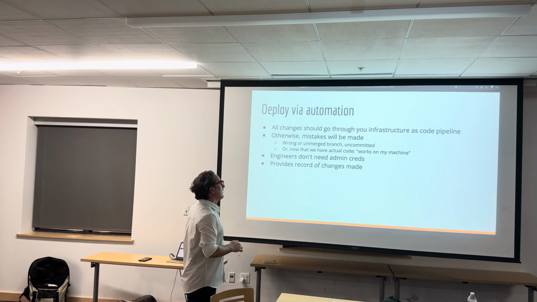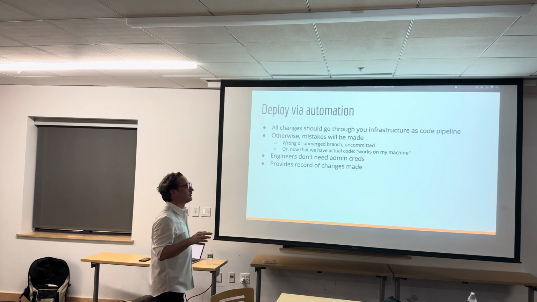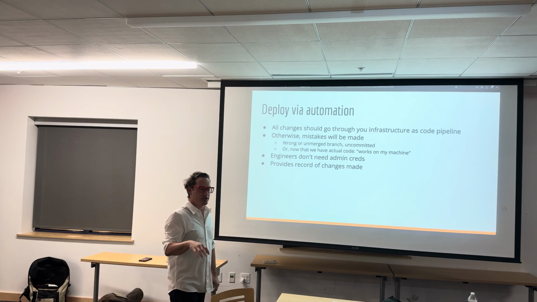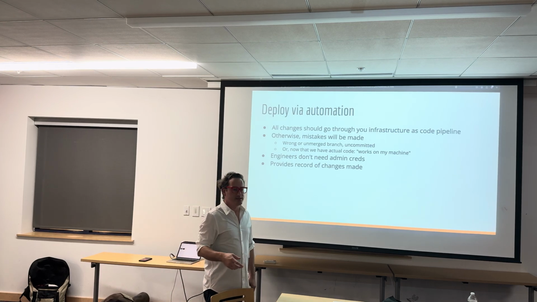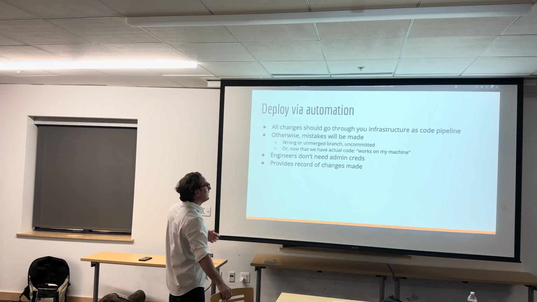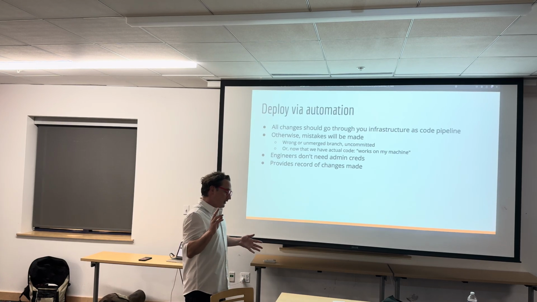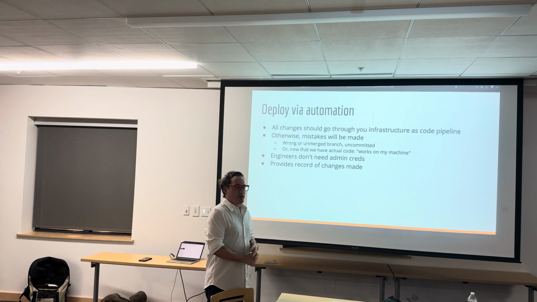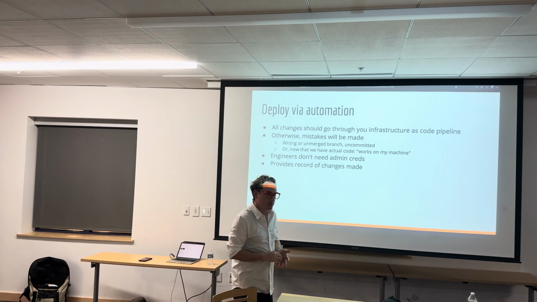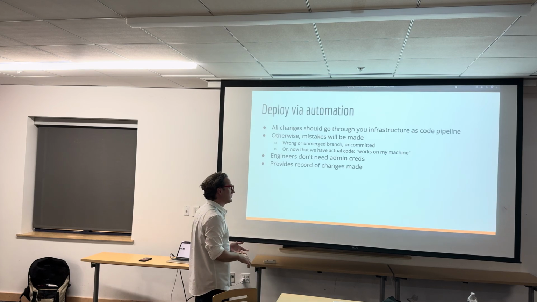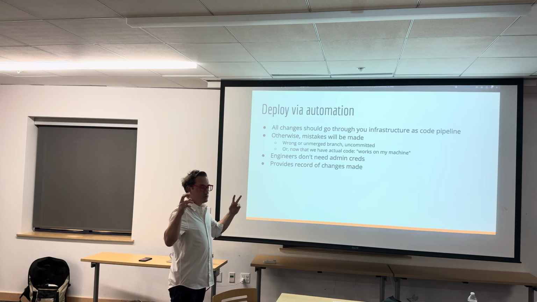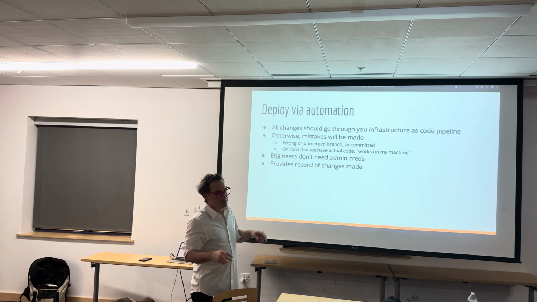So you want to push all your changes through a code pipeline, whether it's something you set up in Jenkins yourself or GitHub Actions, or there are tools like Atlantis and Spacelift, which do this very well for you. If you don't do this, mistakes will be made. An engineer will try to deploy from their laptop, but they will deploy from uncommitted code, or from the wrong branch, or they'll forget to merge their branch.